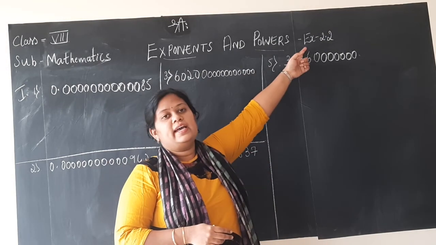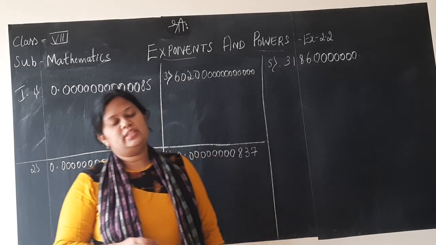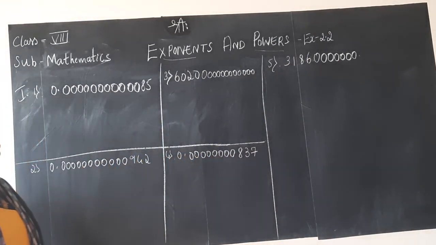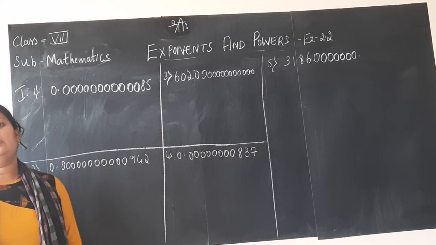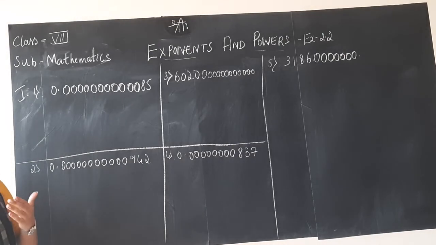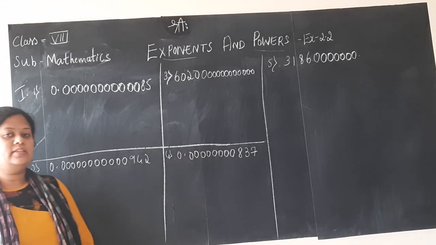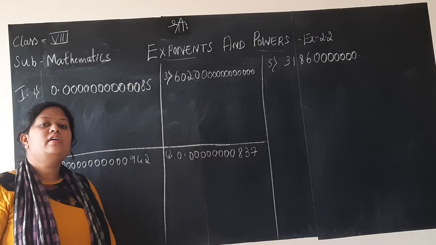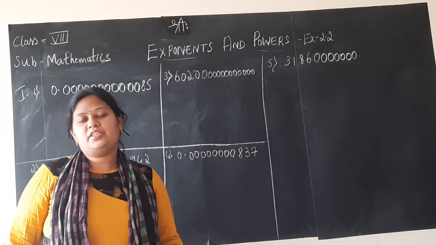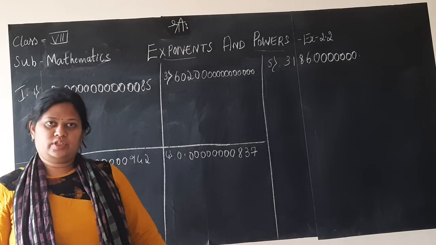We are solving exercise 2.2, the last exercise of this lesson. First, the question states that they have given the following numbers and asked us to express them in the standard form. I already explained how you should express any given number, whether it is a smaller number or a larger number, in its standard form.